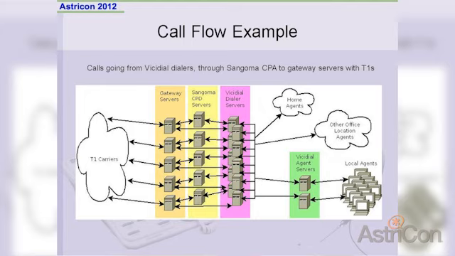And here's my call flow example. I said it was rough. Basically, in the pink, you see all our lovely ViciDial servers. In the yellow, you see, in this case, Sangoma CPD servers. And then you see gateway servers. This is a client that has 3 DS3s worth of T1 lines, basically. And the ViciDial servers can either go directly to the gateway servers or they can pass through the CPD servers, depending on their dial plan.